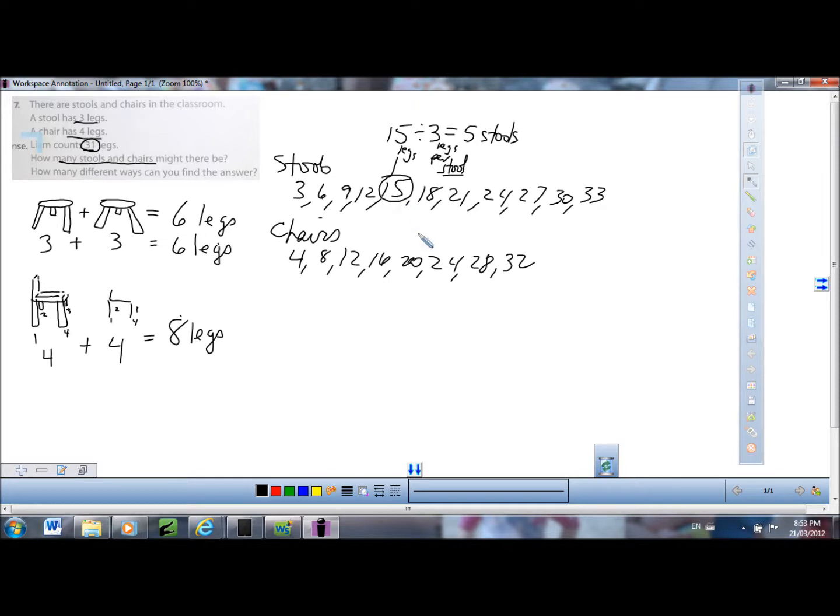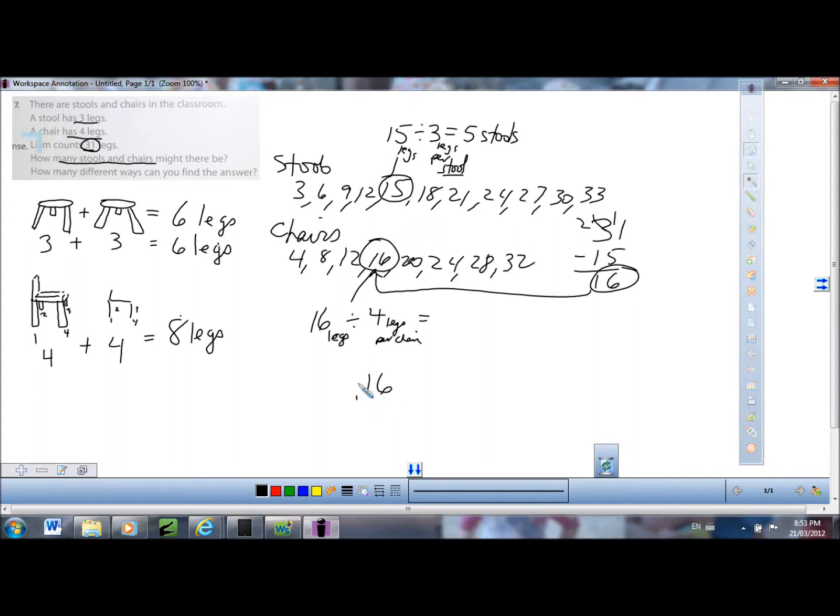So if I had 15, how many more would I need to get 31? Well, 31 subtract 15 will give me 16. And if you look in your chairs, there is one that matches. Okay, and I just got lucky, that was a good guess. So if there were 16 legs in the chairs, divided by how many legs are there per chair? 4 legs per chair, because that's given in the question. That would equal, well, you have 16 divided by 4, use your multiplication tables or do groups of 4. 1, 2, 3, 4.